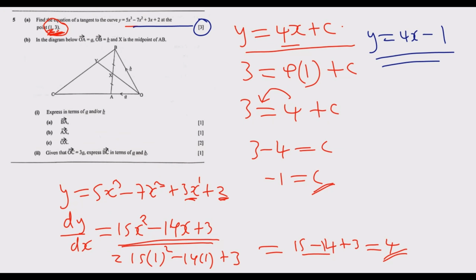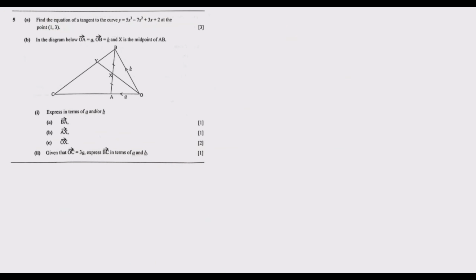So part B leads in the diagram below. OA is equal to vector A, vector OB is equal to vector B, and X is the midpoint of AB. Express BA in terms of A and B.